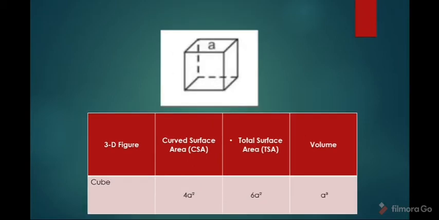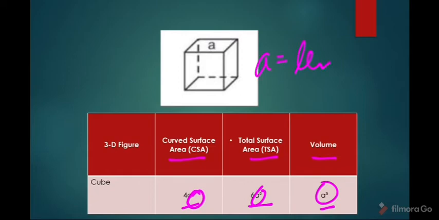Next is the cube. Similarly for a cube, the curved surface area, that means the area except the top and bottom surfaces, is equal to 4a square. Total surface area is equal to 6a square and the volume is a cube. You have to remember these formulas. Here a is equal to the length of the side.